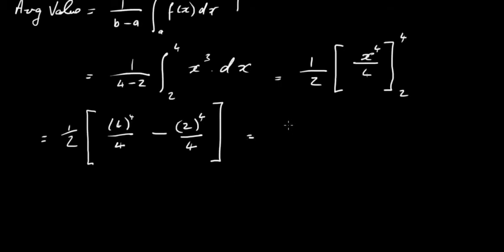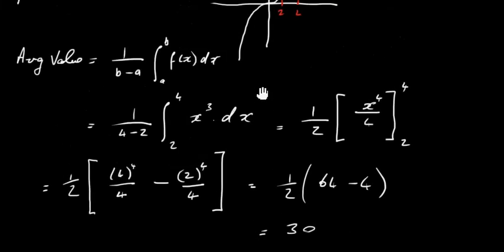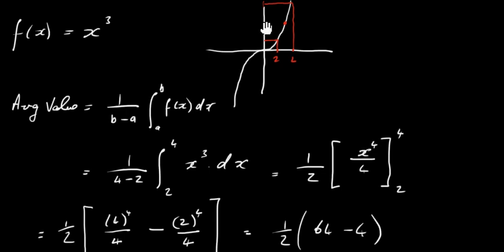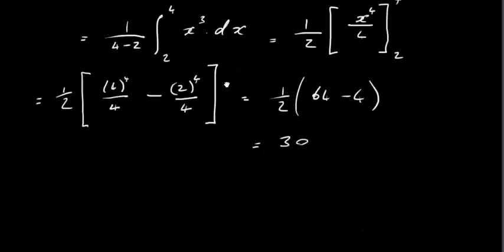Okay, so when we do that, then we get a half of 64 minus 4, and when you work that out, you just get 30. So the average value of our function between 2 and 4, in other words this value over here, will be 30. Okay, so let's do another one, a little bit more detailed, a little bit more complicated, but effectively the same thing.